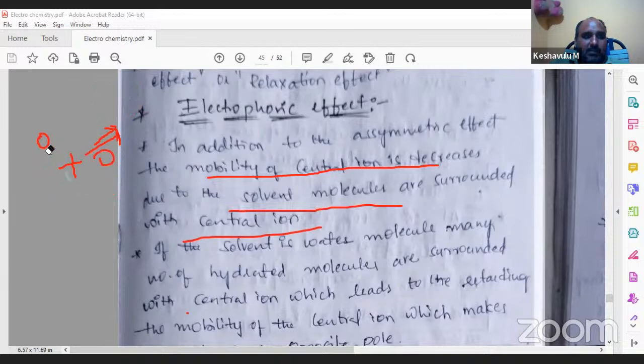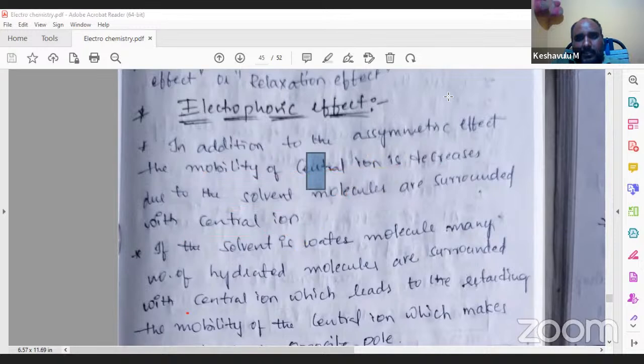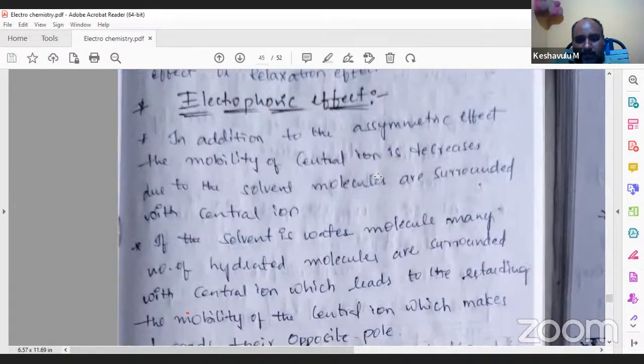Previously, in the asymmetric effect, we didn't discuss solvent molecules. If there is any solvent molecule, it will also affect the movement of the central ion, whether positive or negative. So we'll see, and after this there is just one sentence.